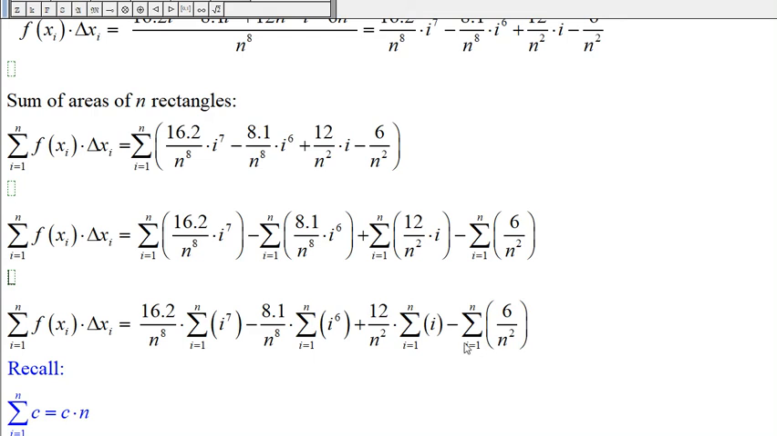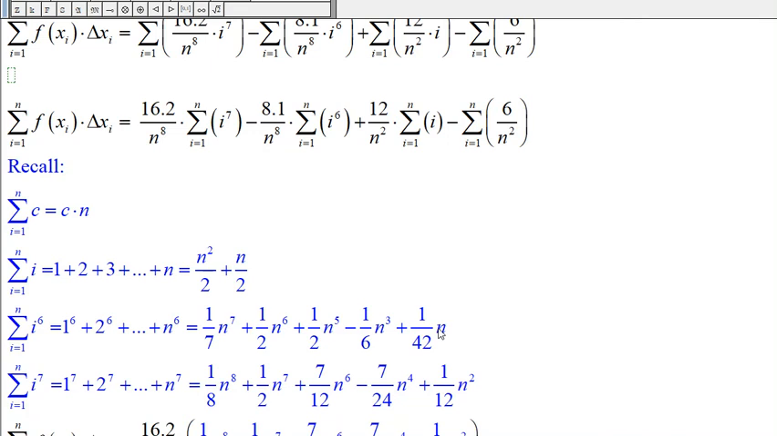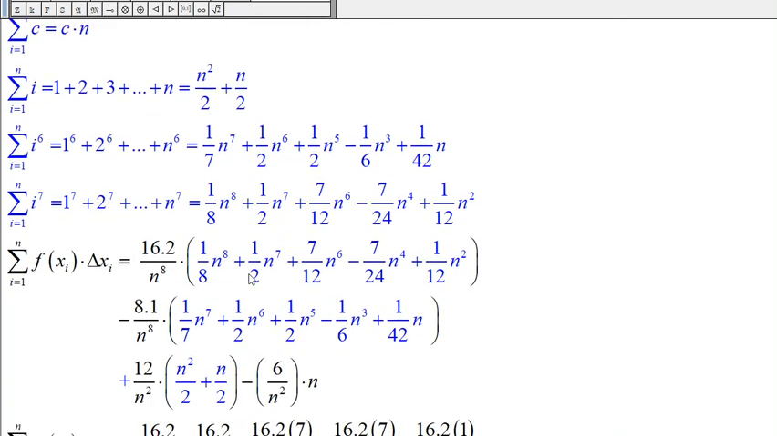You can think of it as constant, because the summation is with respect to i, and there's no i here. And then we need a formula for summation of i to the 7th, and also i to the 6th, and summation of i. And these are the formulas that we'll need. Summation of i is n squared divided by 2 plus n over 2. And then summation of i to the 6th is this. And then summation of i to the 7th is this. And so in the place of summation of i to the 7th, we'll replace it with this. And then this summation of i to the 6th, we'll replace it with this. And then summation of i, we'll replace with n squared over 2 plus n over 2. And so that's what we have right here.